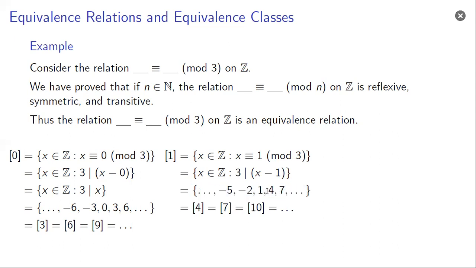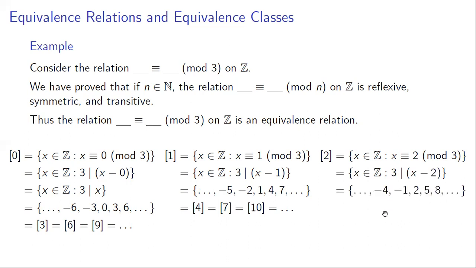Now, notice that we have a 1 here, but we don't have a 2. So what is the equivalence class of 2? Following the same definition, this is going to be the set of every integer x such that x is congruent to 2 mod 3, which is the set of every integer x such that 3 divides x minus 2, which is this set here. Notice it's the same set as this, just shifted over by 1 to the right. And this is also the equivalence class of 5, and also the equivalence class of 8, and also the equivalence class of 11, and so on and so on.